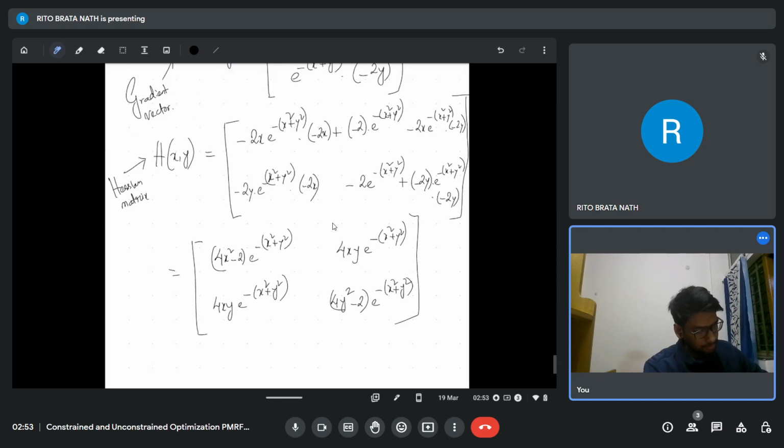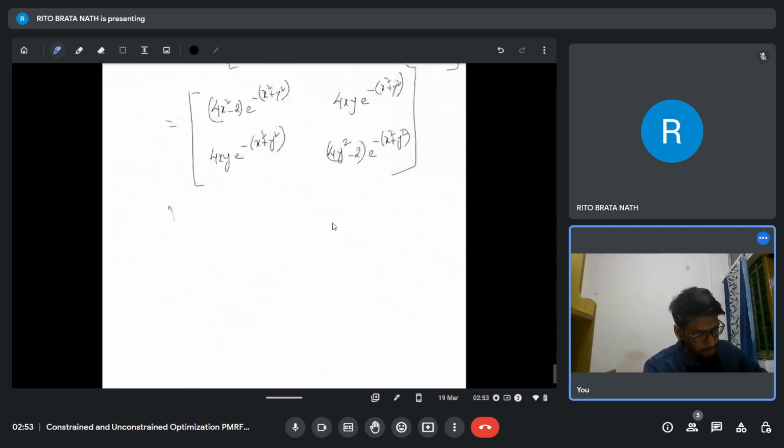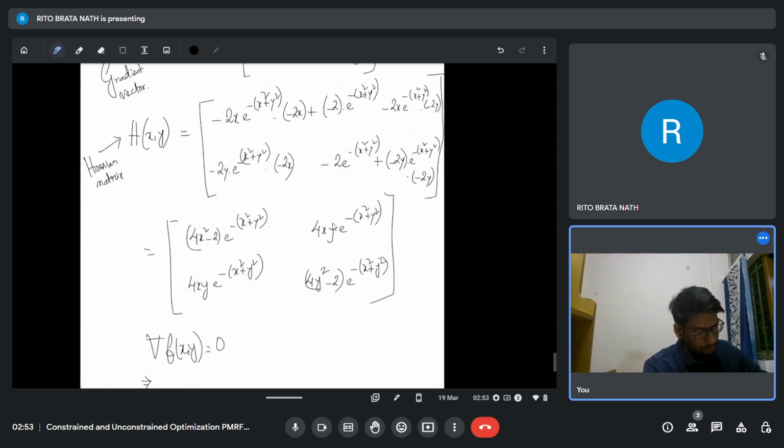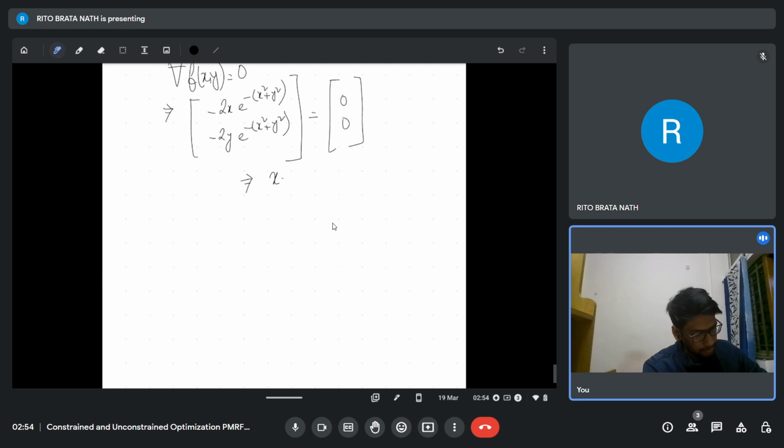Okay, so let's set the first order gradient vector to be 0. This gives you minus 2x e^(-(x² + y²)), minus 2y e^(-(x² + y²)), equal to 0, 0. So the only solution that you can have from here is x equals 0, y equals 0.